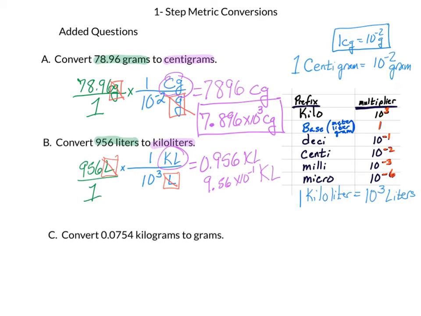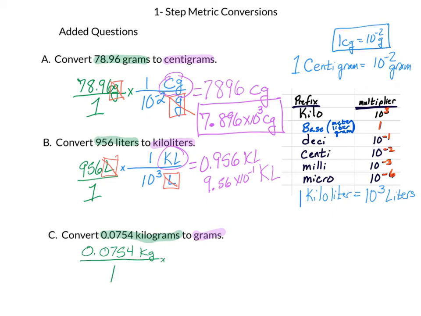Go ahead and work on part C and put your video on pause. Okay, so let's start with what we know. We're going to have the 0.0754 kilograms, and what we're looking for is in grams. We'll start by writing what we know. We're going to write down the 0.0754 kilograms. I'm going to write that over 1 to make it into a fraction.